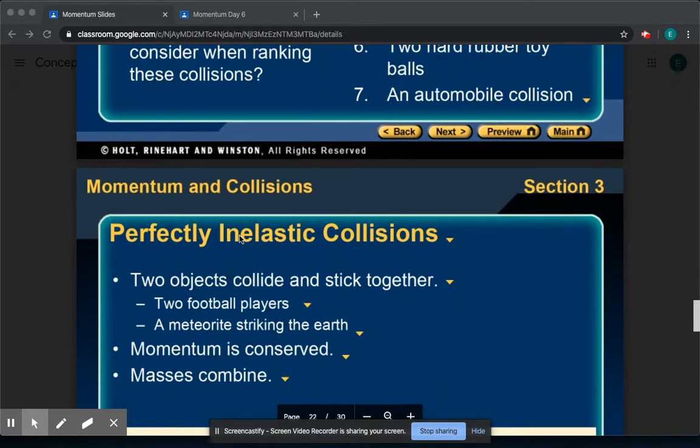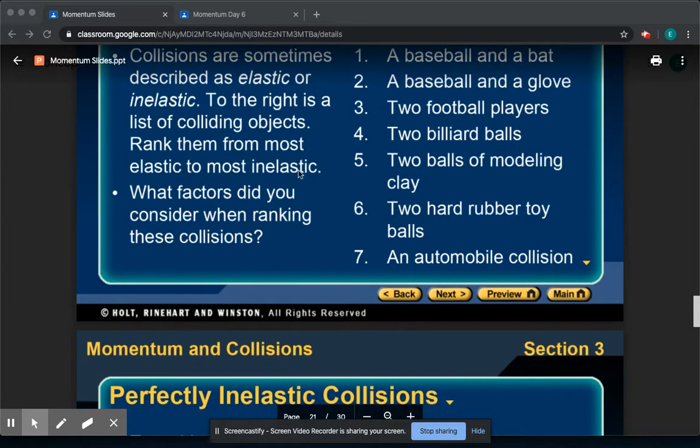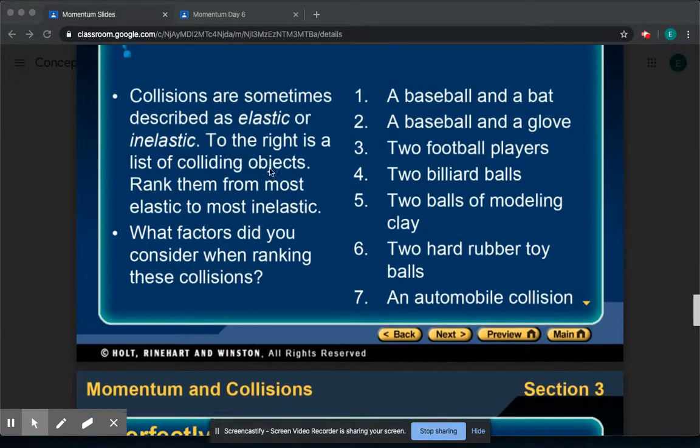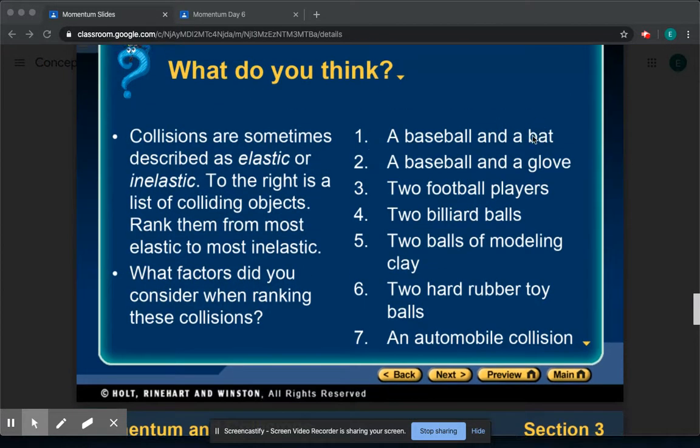So, in an inelastic collision, when the objects collide, they stick together. Okay, so that's inelastic. When they collide, they stick. In an elastic collision, when they collide, they bounce off. So inelastic, they stick; elastic, they bounce off. We're not going to rank these, but let's just look at which ones are going to bounce off and which ones are going to stick.